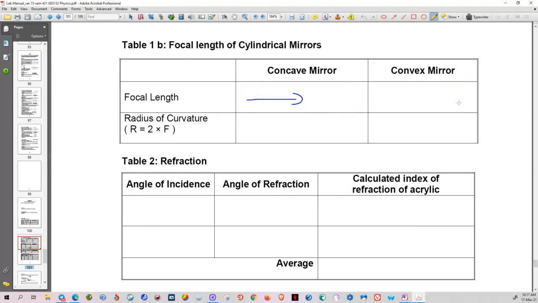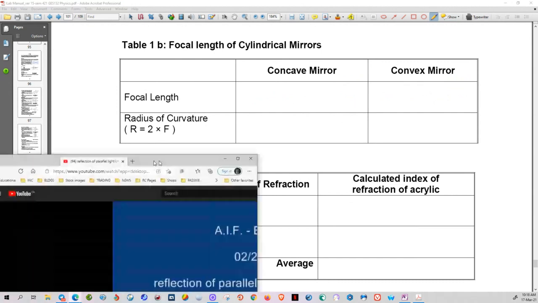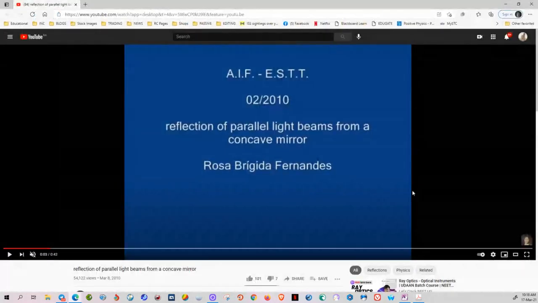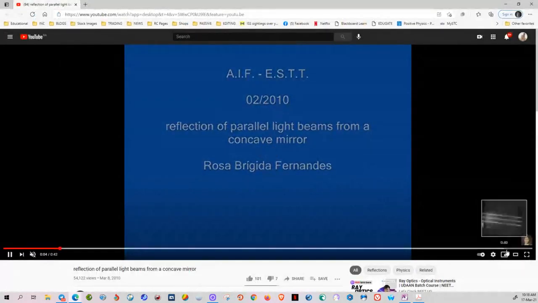So the question is, how do we find the focal length of the cylindrical mirrors? And what is focal length anyway? From the word itself, focal length is where a mirror will focus an image or a light. And you can see that in the lab, we turn off the light. We have a light source, which is parallel lights, and we shine the light source on our mirror. And you will see something like this.